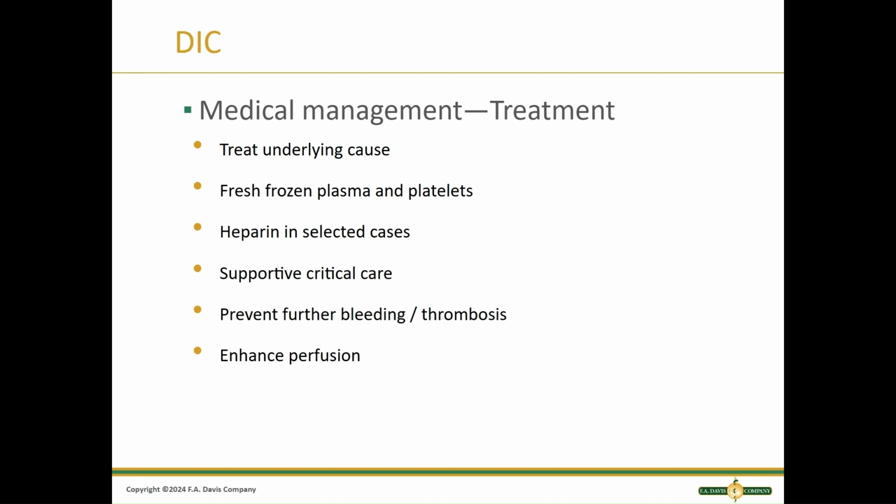Additional supportive treatment consists of volume replacement. We're going to balance crystalloids such as lactated Ringer's, blood replacement, and possibly replacement of clotting factors with FFP and platelets. The use of anticoagulation is not routinely recommended, but you might see early use of heparin if that first initial thrombin phase is caught early enough.